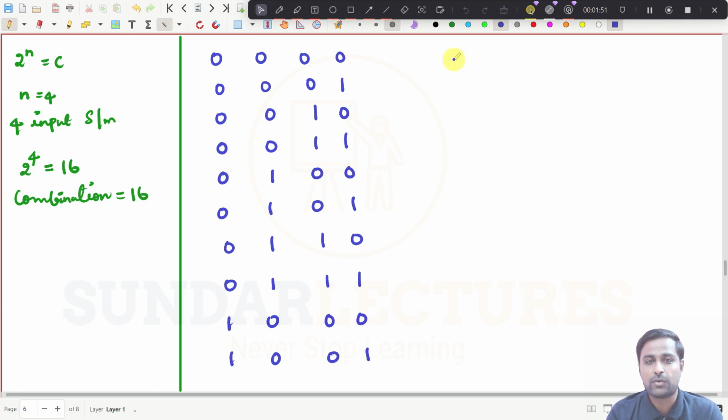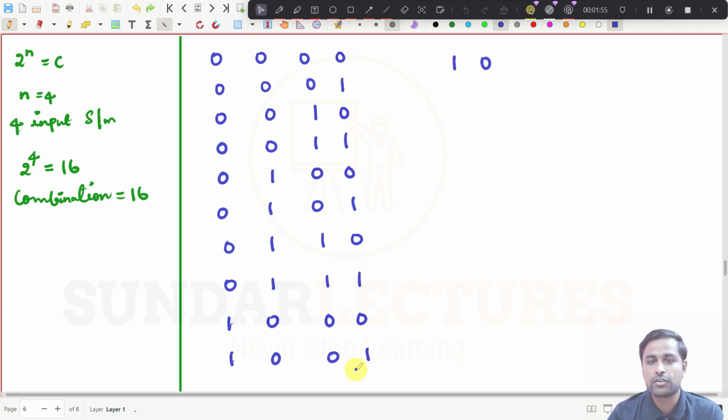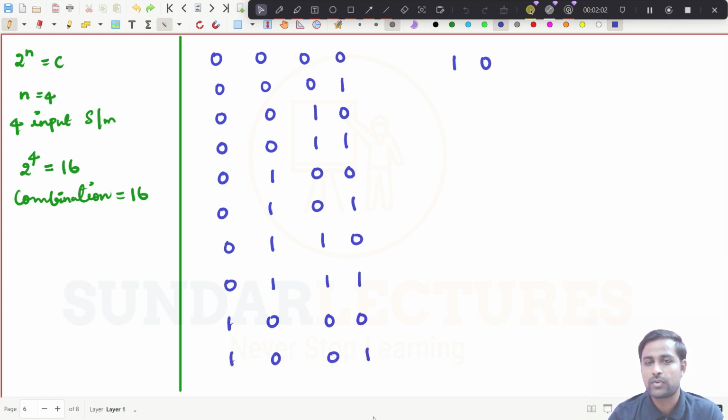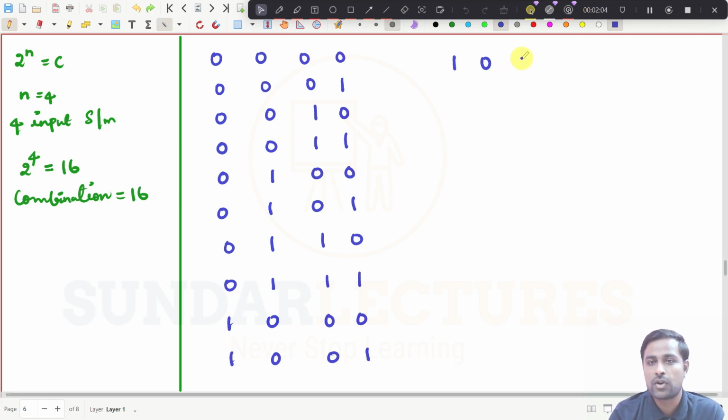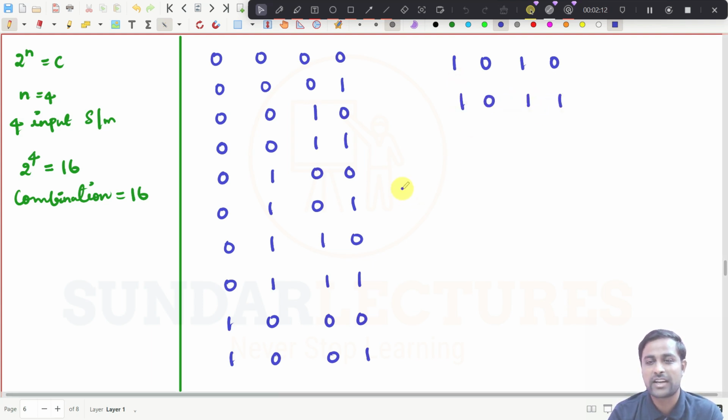And what is the next value? 1, 0, 0, 1, and then 1. This is 1, right? And then what is the next value? It will be 10, that is 1, 0, 1, 0. That means 10. And then 1011. 1, 0, 1, 1.